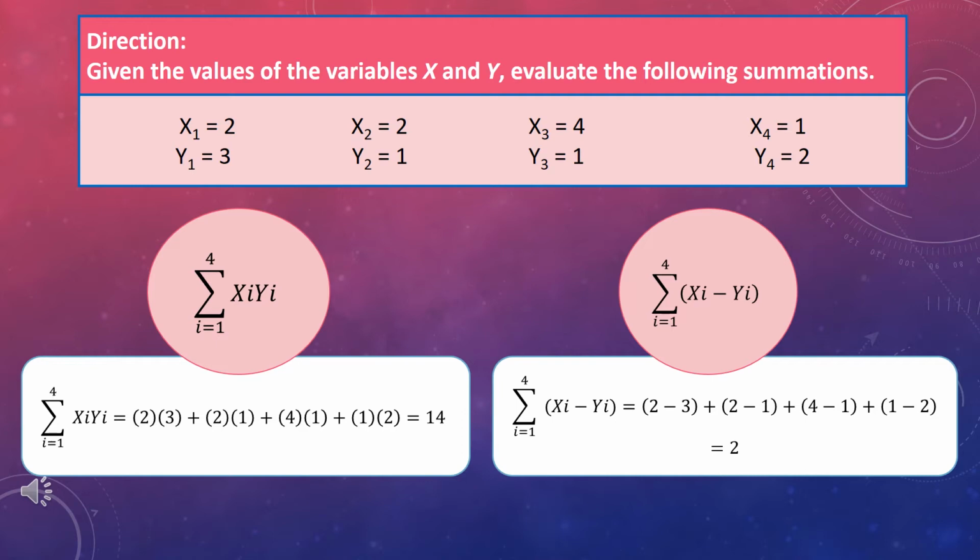Next, we have the sum of xi minus yi as i goes from 1 to 4. So, ayan, we have to subtract the values of x and y. So, dito, mag-ingat tayo kasi meron tayong rules sa sign. So, kailangan lagi tayong sure and maayos yung ating formula para hindi tayo malito. So, we have 2 minus 3 plus 2 minus 1 plus 4 minus 1 plus 1 minus 2. So, the answer is 2. You can also try it with your calculator para matingnan nyo rin kung tama yung answer natin.